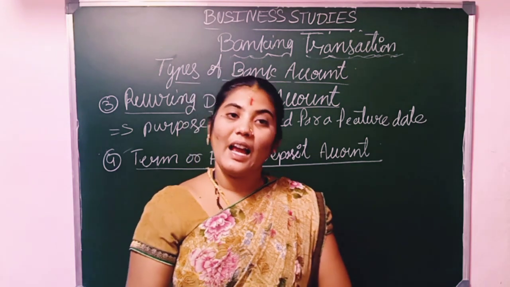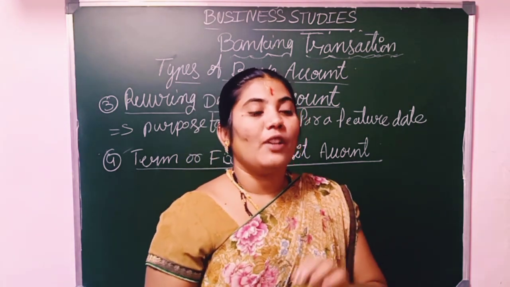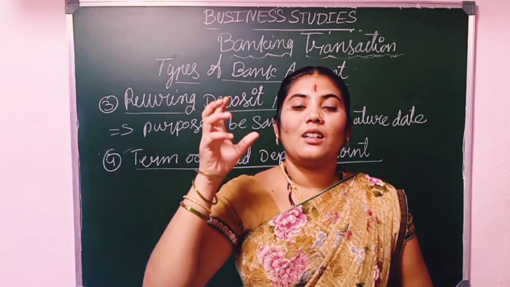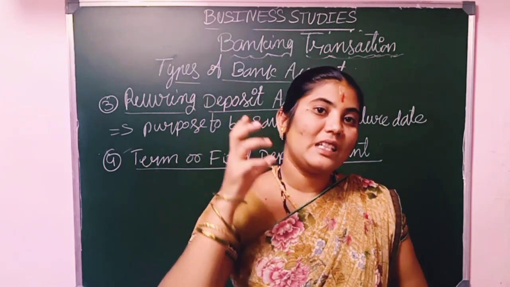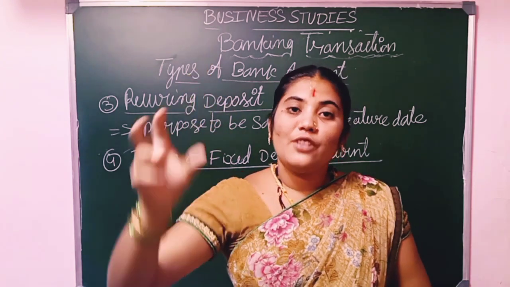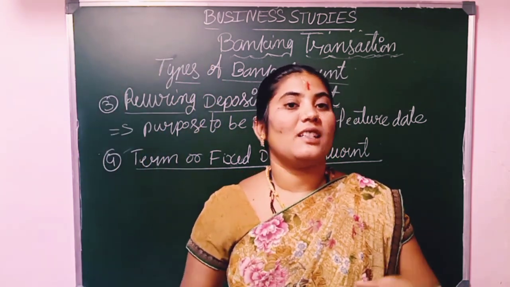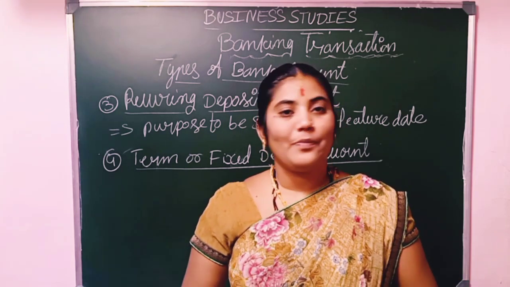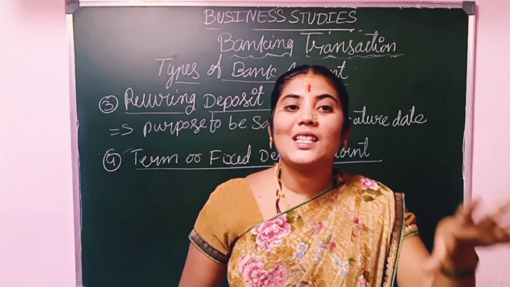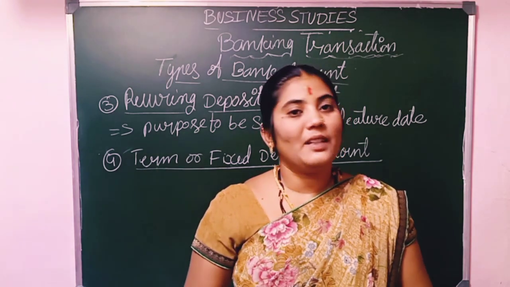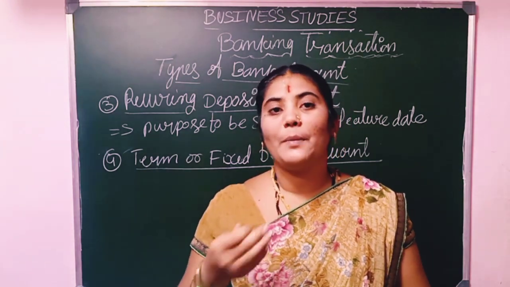For example, I have 10 lakh rupees now. For the future, I want to save that amount. So I deposit 10 lakh rupees for a particular fixed period, whether 5 years, 10 years, 1 year or 6 months. I want to make the fixed deposit. There are some possibilities to withdraw before maturity.